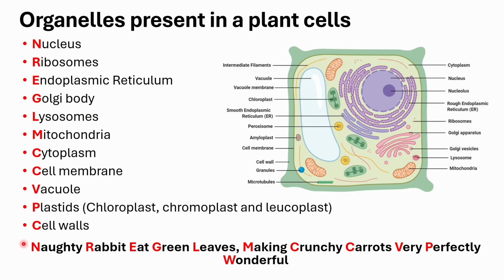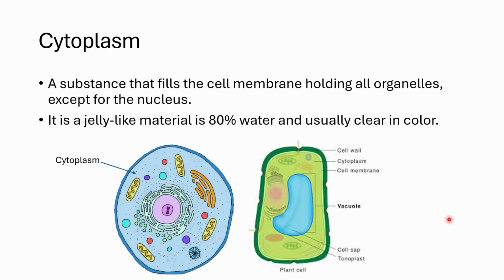In order to memorize these names, you can also use an acronym like naughty rabbit eat green leaves, making crunchy carrots very perfectly wonderful. Now it's up to you. You can use your own acronym as well. So this is just a self-made acronym of mine. Anyways, let's discuss the organelles one by one.